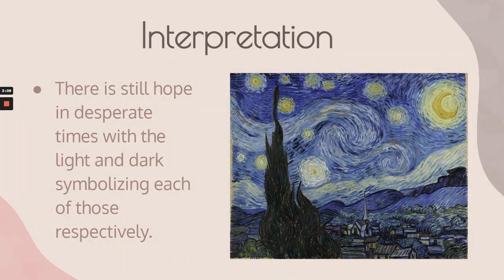So in Starry Night, there is a notable use of contrast between the dark blues and blacks and the light yellows and whites. I can use my background knowledge about Van Gogh to contextualize what this work may mean. So I know he struggled with mental health issues quite a lot, and I see that the contrast between the values of the colors he used is quite prominent. So I interpret that as something along the lines of, there is still hope in desperate times, with the light and dark symbolizing each of those respectively.